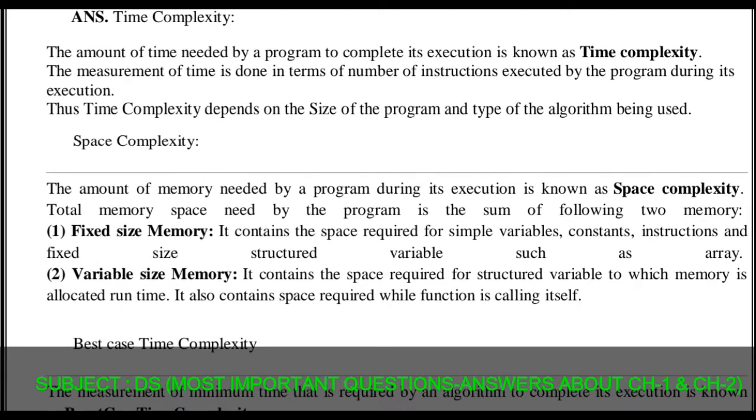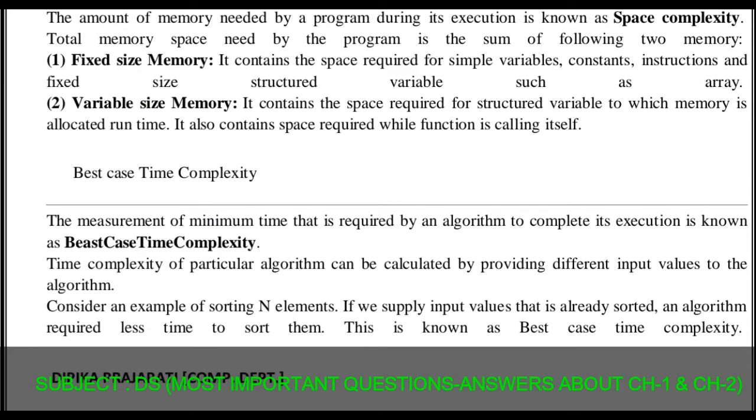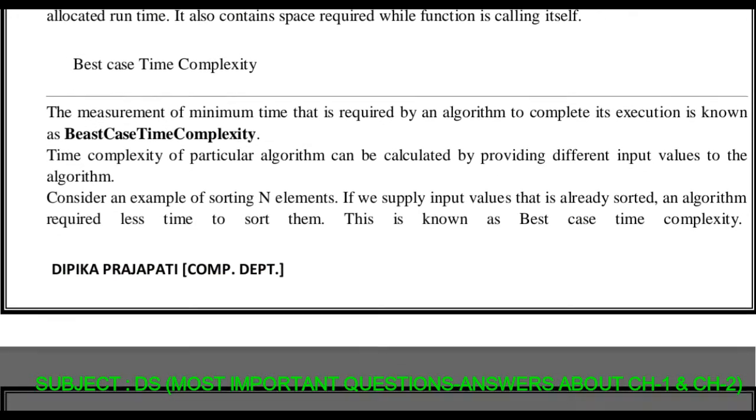Then space complexity depends on two memories, fixed size memory and variable size memory. The fixed size memory contains the space required for simple variables, constants, instructions and fixed size structure variables such as an array. And variable size memory contains the space required for the structure variables to which memory is allocated at runtime. It also contains space required while a function is calling itself.